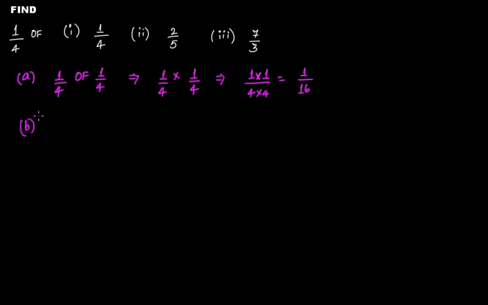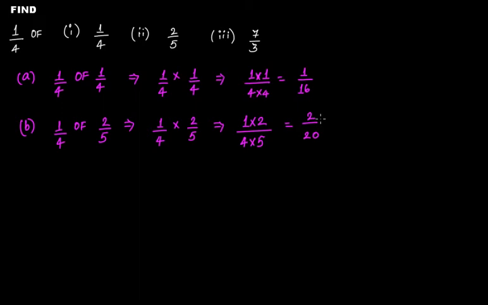The second one is 1 by 4 of 2 by 5. Again, it means multiplication. 1 by 4 times 2 by 5. It means that you have 2/5 of something, and from that 2/5 you have to take out 1/4 of that 2/5. So 1 by 4 times 2 by 5, this will be 1 times 2. That is, first multiply the numerators together, then divided by 4 times 5. This will be 2 by 20.